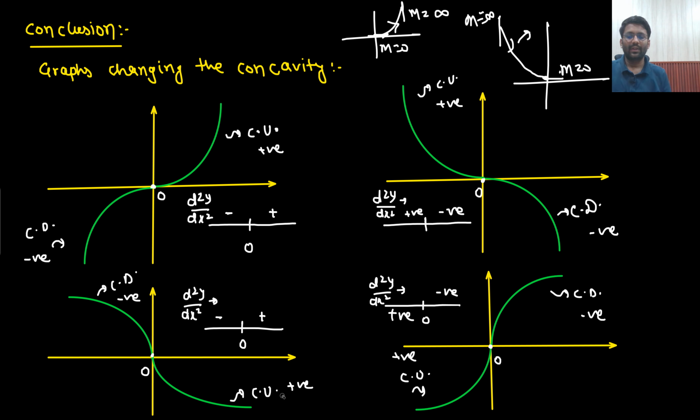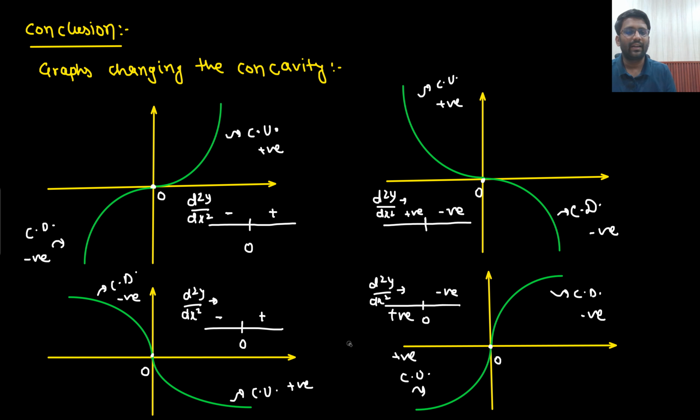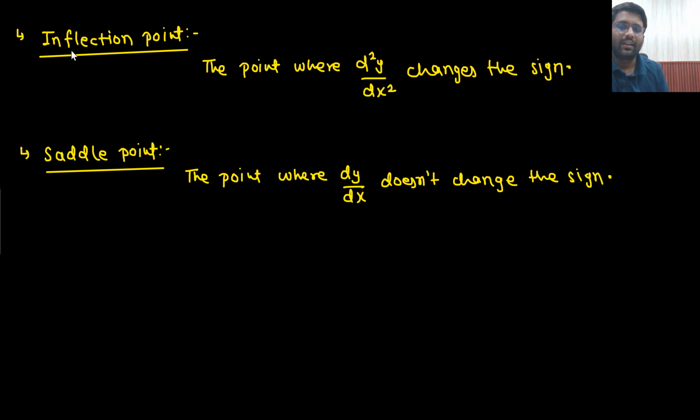There you go. So you don't need to mug up all these points. If they are asking these points, then you can draw the graph and tell the nature of the d2y by dx2. So now the point where d2y by dx2 is changing its sign, that point is known as the point of inflection. So this is the definition that is written. Inflection point, the point where d2y by dx2 changes the sign, that is the point of inflection.